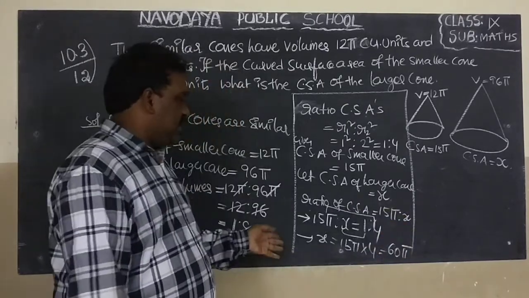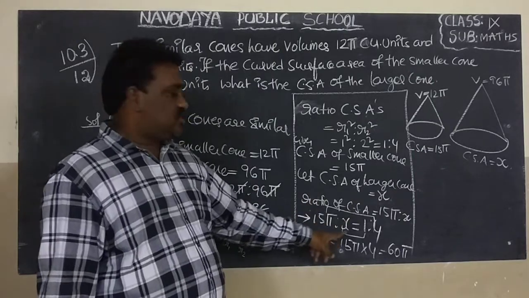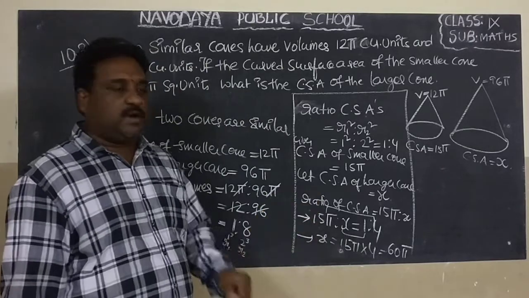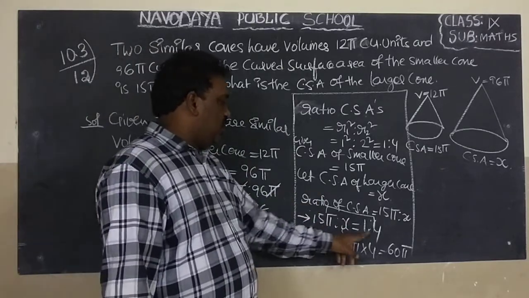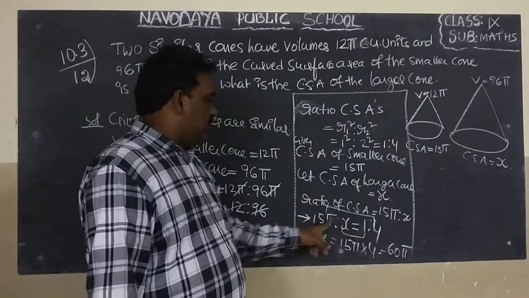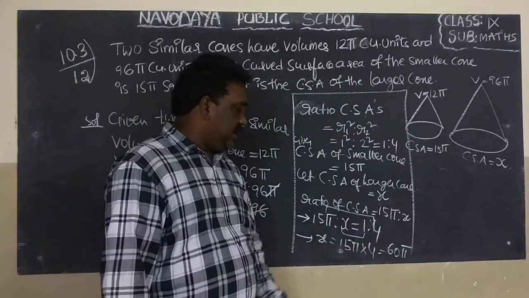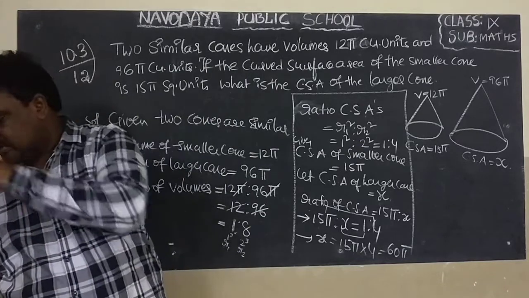Then let us equate them. 15 pi is to x equal to 1 is to 4. Product of extremes equal to product of means. x into 1 equal to 15 pi into 4. Then 15 4s are 60 pi. That is about problem number 12.